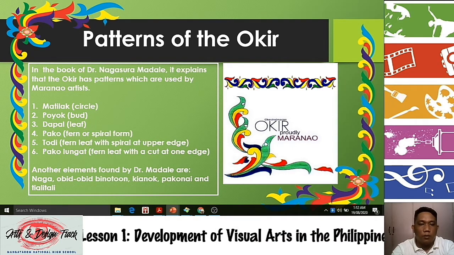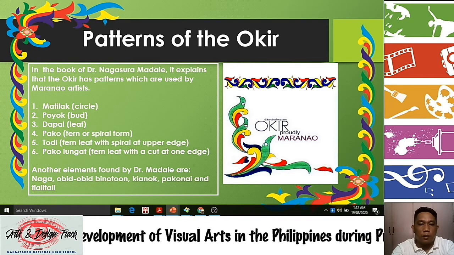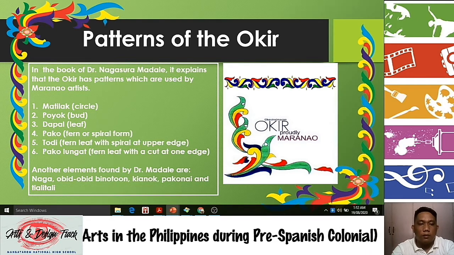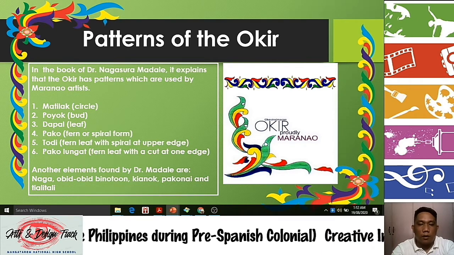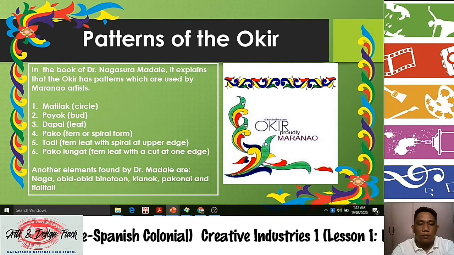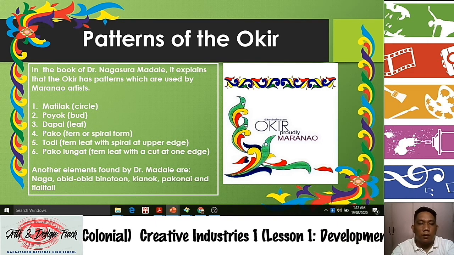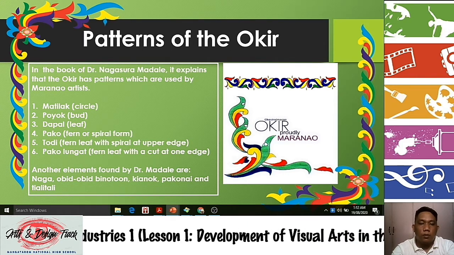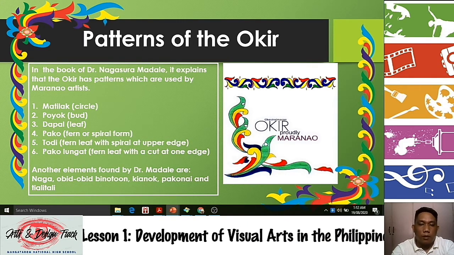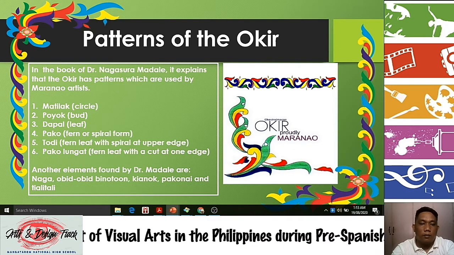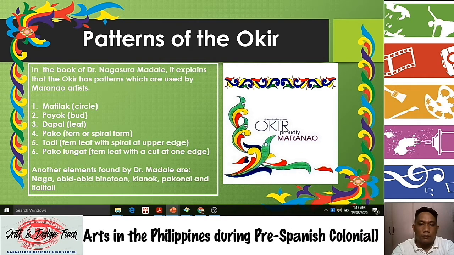Five, the pako rabang or fern leaf with spiral at upper edge. Six, the pakulungat, fern leaf with a cut at one edge. Other elements found by Dr. Madale are naga, ubit-ubit, binutuon, piano, panakol or pakunay, and kyanitari.